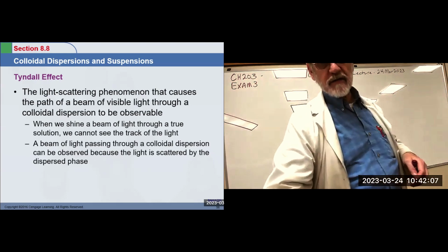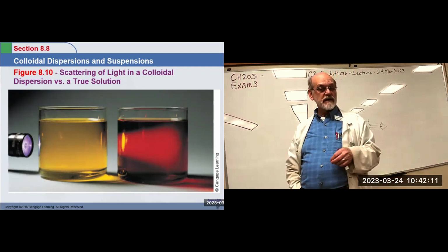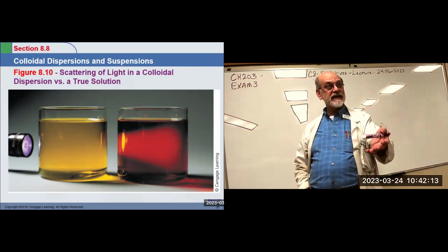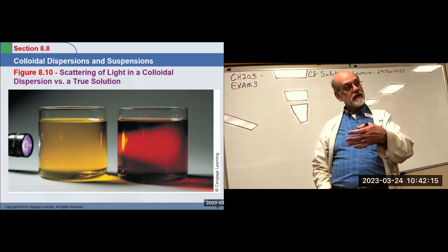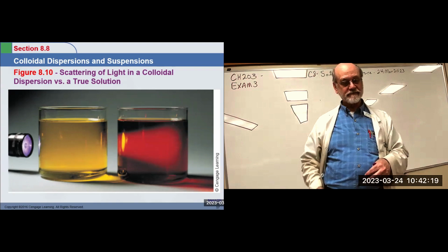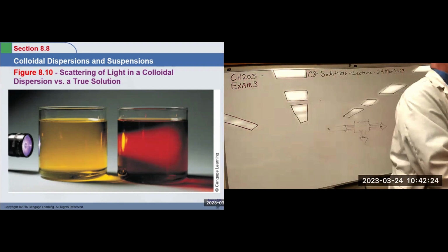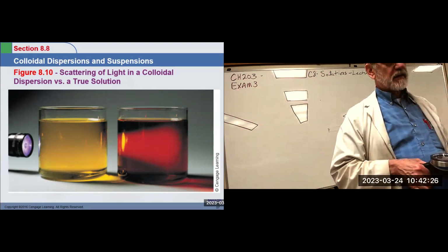The next slide should show you an example. The first one, the yellow one, is a solution. You can't see the beam. The second one is a colloid, and you can definitely see the beam there. That's the Tyndall effect.